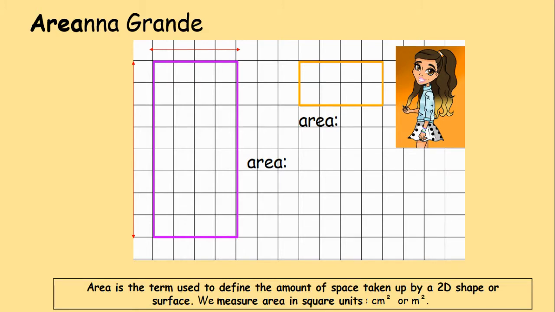I would work out the area by looking at the length and the width. I can see that the length is 8 centimeters and the width is 4 centimeters. I need to multiply these two measurements together. 8 centimeters multiplied by 4 centimeters gives me 32 centimeters squared. I have worked out the value of each measurement by counting the squares going down and counting the squares going across, and then simply multiplying them together.